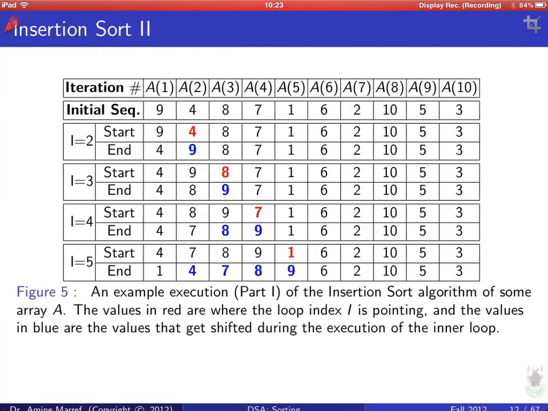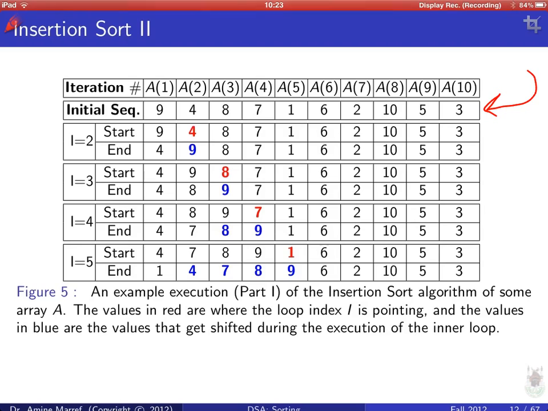We pick 1, and then we look to the left. 9, bigger, shifted. 8, bigger, shifted. 7, bigger, shifted. 4, bigger, shifted. And after 4, it's the beginning of the sequence, so we cannot go any further. So we put 1 right here. And then we continue. We take 6. 9 is bigger, shift. 8 is bigger, shift. 7 is bigger, shift. 4 is smaller than 6, so no more shifting, and we put 6 right here.